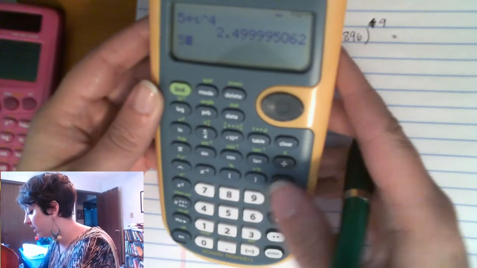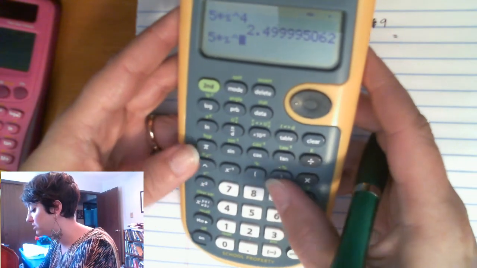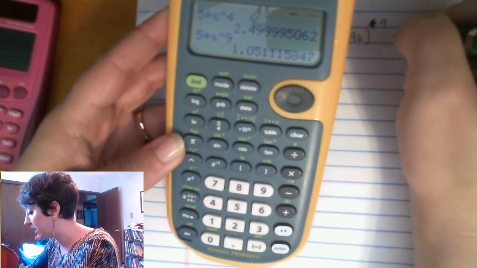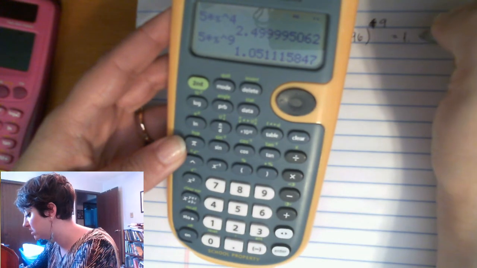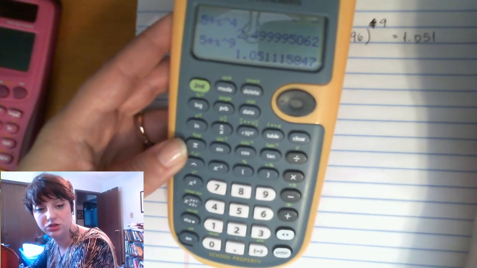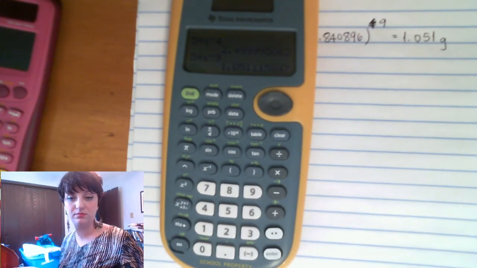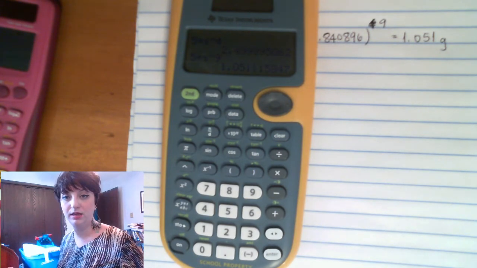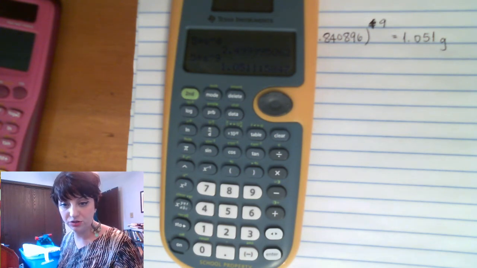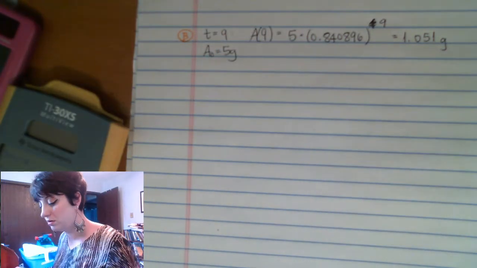All right, so 5 times my growth rate raised to the 9th power, I have 1.051. It said round to 3 decimal places, so this is grams. All right, and then you're asked how much is left after 2 days.